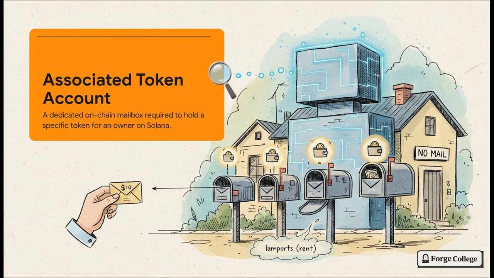Every single token mint requires a dedicated on-chain mailbox for every single user. You can't just fire a token at a user's main wallet address, you are actually sending it to their specific ATA for that specific token. And because this takes up physical data space on the network, it costs rent, paid in Lamports, just to keep it there.